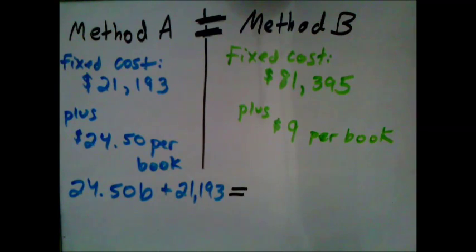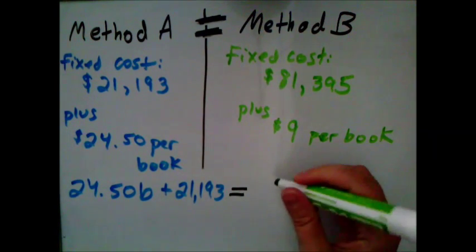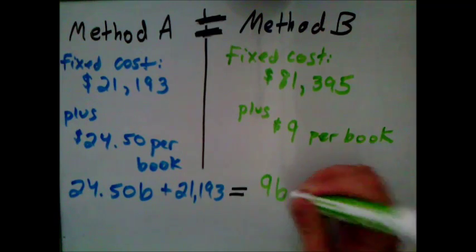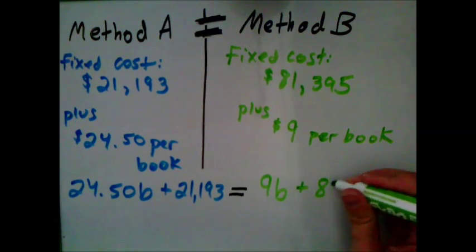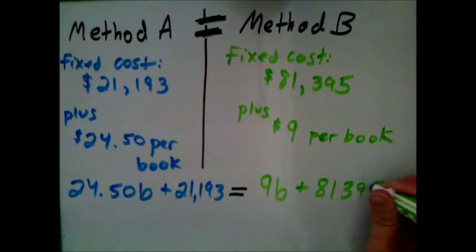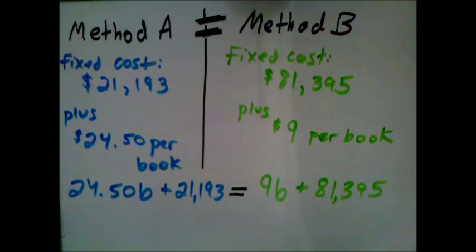the other side? We're paying $9 per book, so multiply the cost, 9, by the number of books, so 9B, plus we have to pay this $81,395 no matter what. So now we can work on solving this equation.